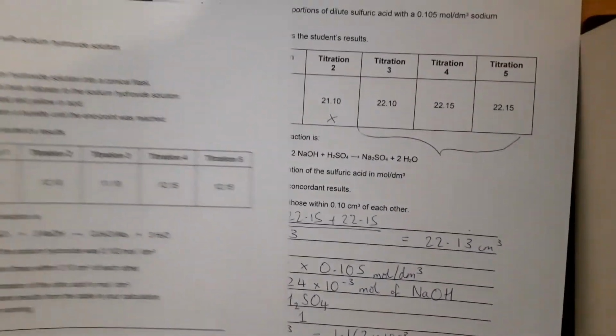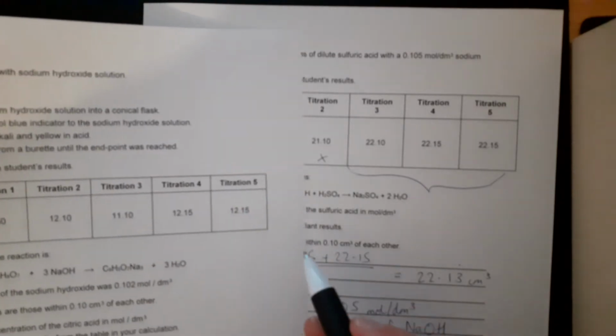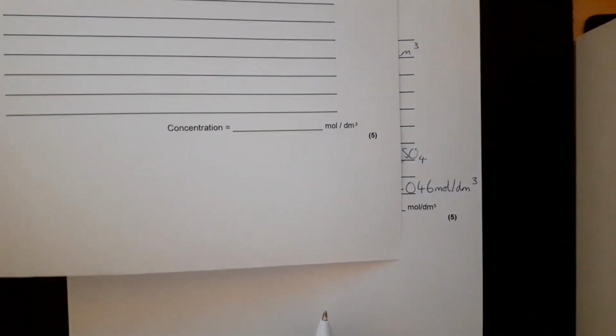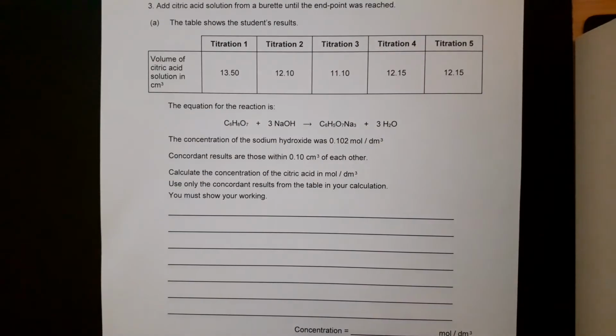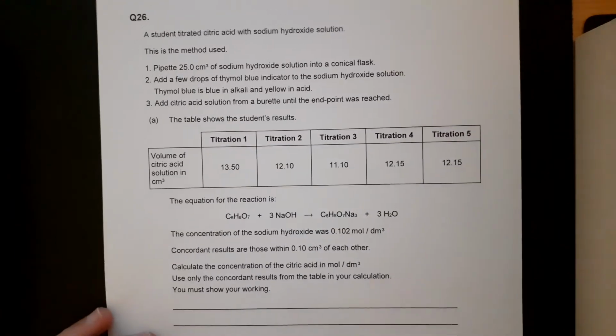Okay, let's do one more. The other thing I want to show you is look at this question compared to this one. It looks exactly the same. They've even got 5 things in a titration table. It's very, very similar. That's a 5-mark question. This is a 5-mark question. So if you practice these, you can get used to them, because the question is almost the same every time. They just give you different numbers to use.